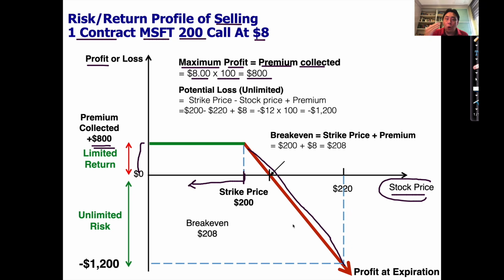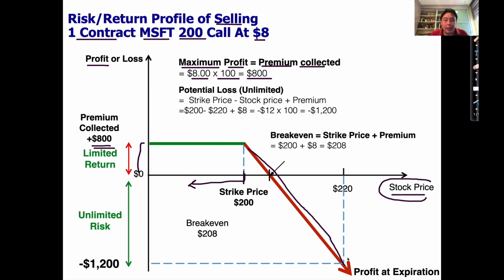Now, I sell call options all the time, but I don't sell them naked. I only sell a call option if I own 100 shares of stock to begin with. Then I'm covered, and we call that a covered call. Again, we'll learn more about that in the next few lessons. But for now, understand that if you sell a call without first owning the shares, you are selling naked. And if the stock price goes up, you are exposed to unlimited loss.